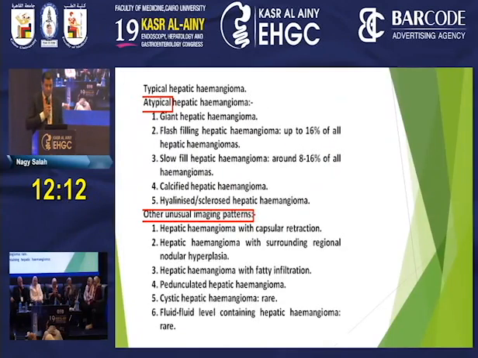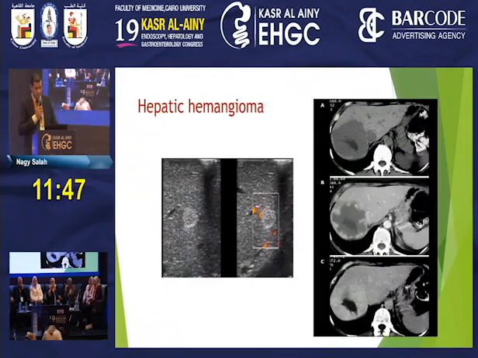Typical hemangioma shows peripheral nodular enhancement. Atypical hemangiomas include giant hemangioma, flash-filling hemangioma, slow-filling hemangioma, calcified hemangioma, and hyalinized hemangioma. Other unusual hemangiomas include those with capsular retraction, hemangioma with surrounding nodular hyperplasia, hemangioma with fatty infiltration, pedunculated hemangioma, cystic hemangiomas, and fluid-level containing hepatic hemangioma.